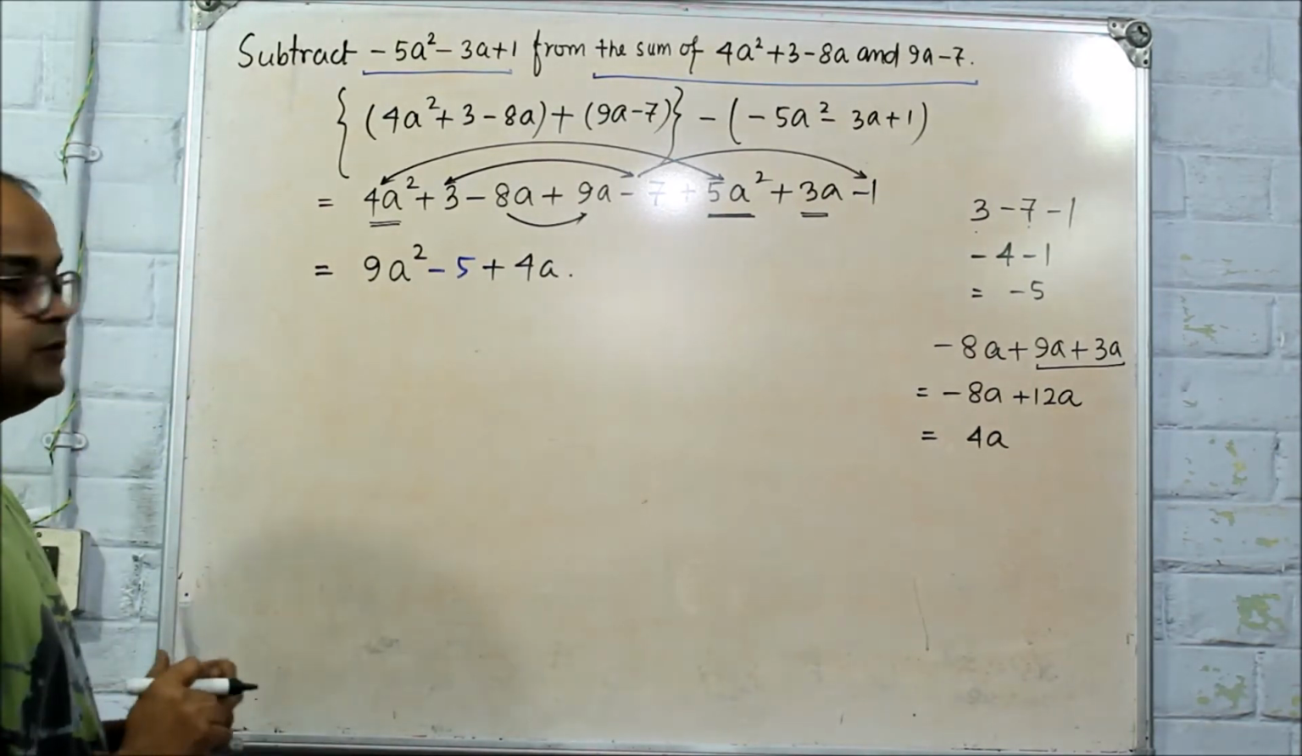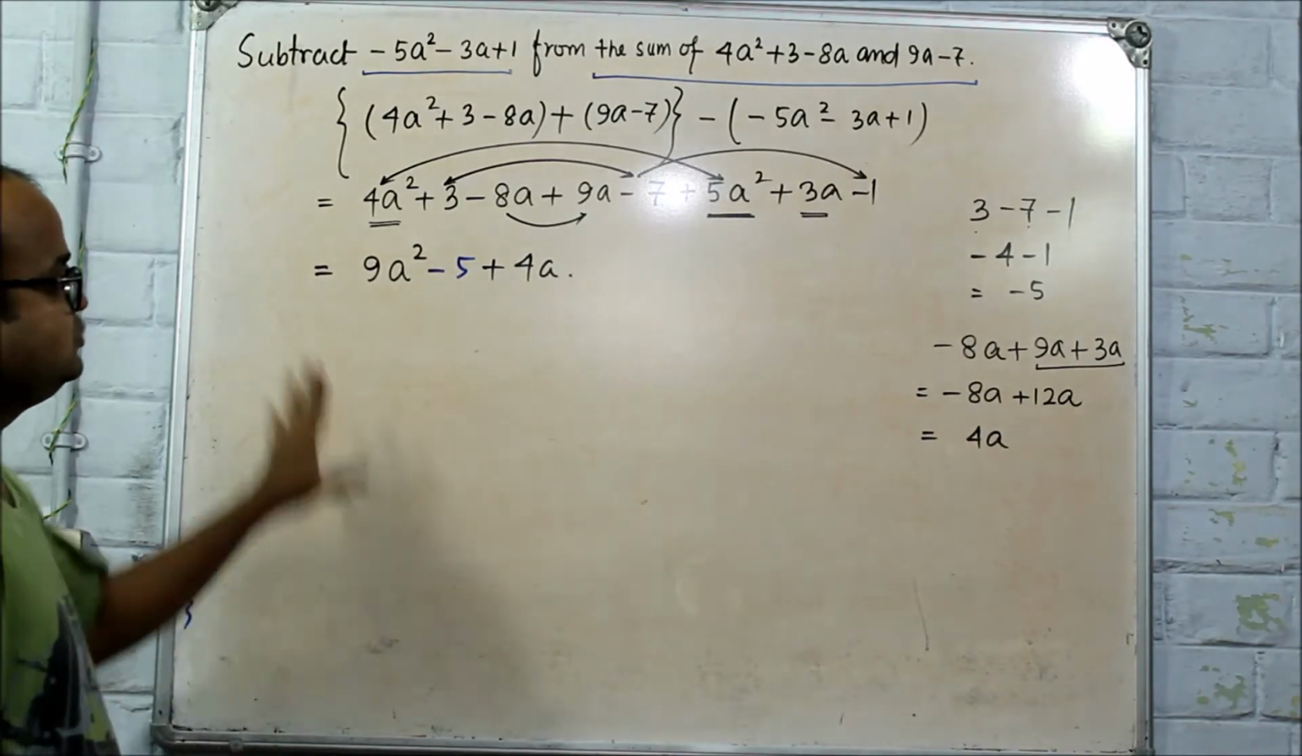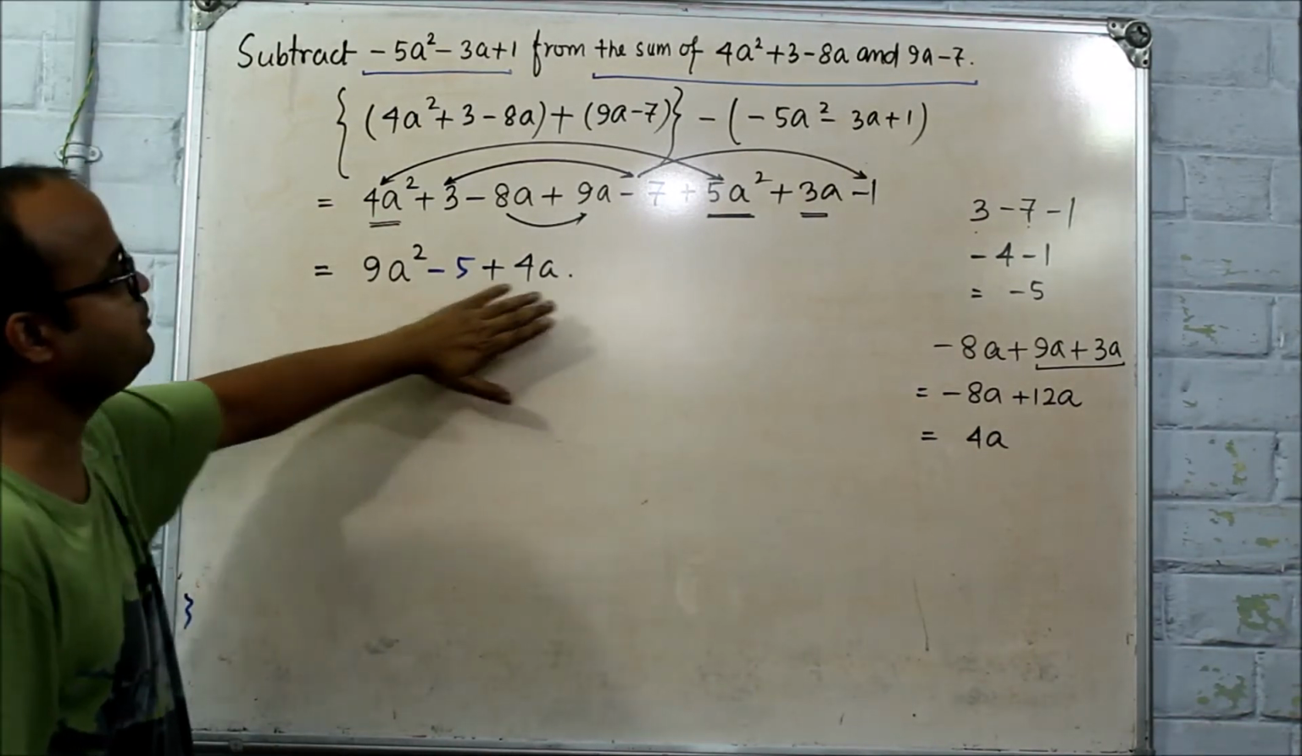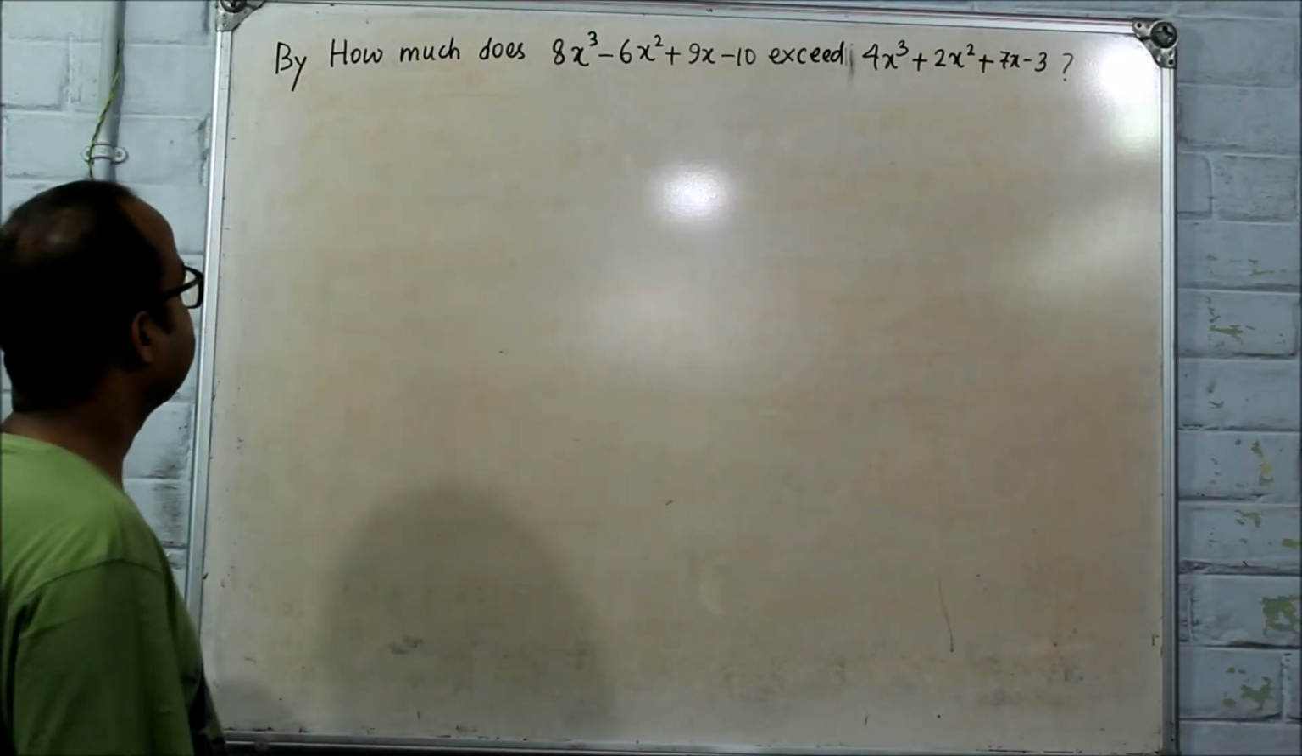Is any term left? No term is left. So this is the answer: 9a square minus 5 plus 4a. Let us discuss this problem.